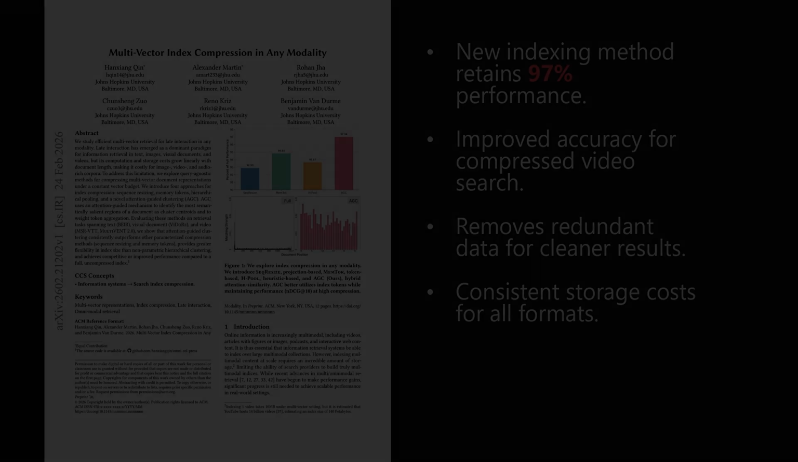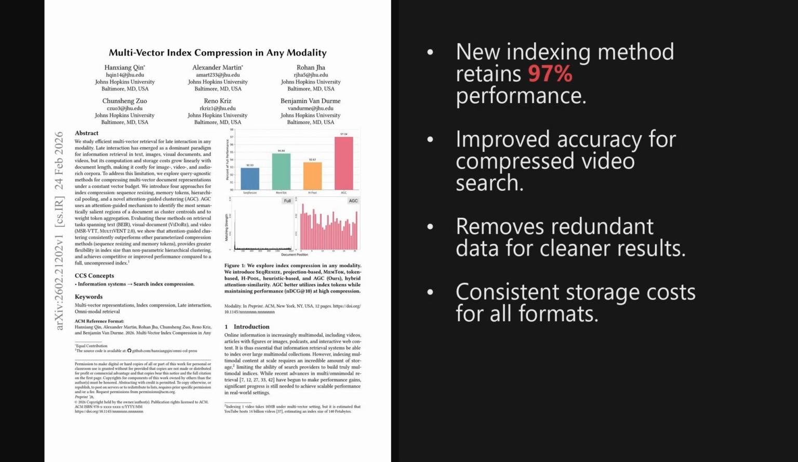Wrapping up, the key takeaway is that attention-guided clustering enables fixed budget compression across text, images, and video without sacrificing performance. By effectively filtering noise, it achieves state-of-the-art results on video benchmarks and makes large-scale multimodal search feasible where storage costs were previously prohibitive.